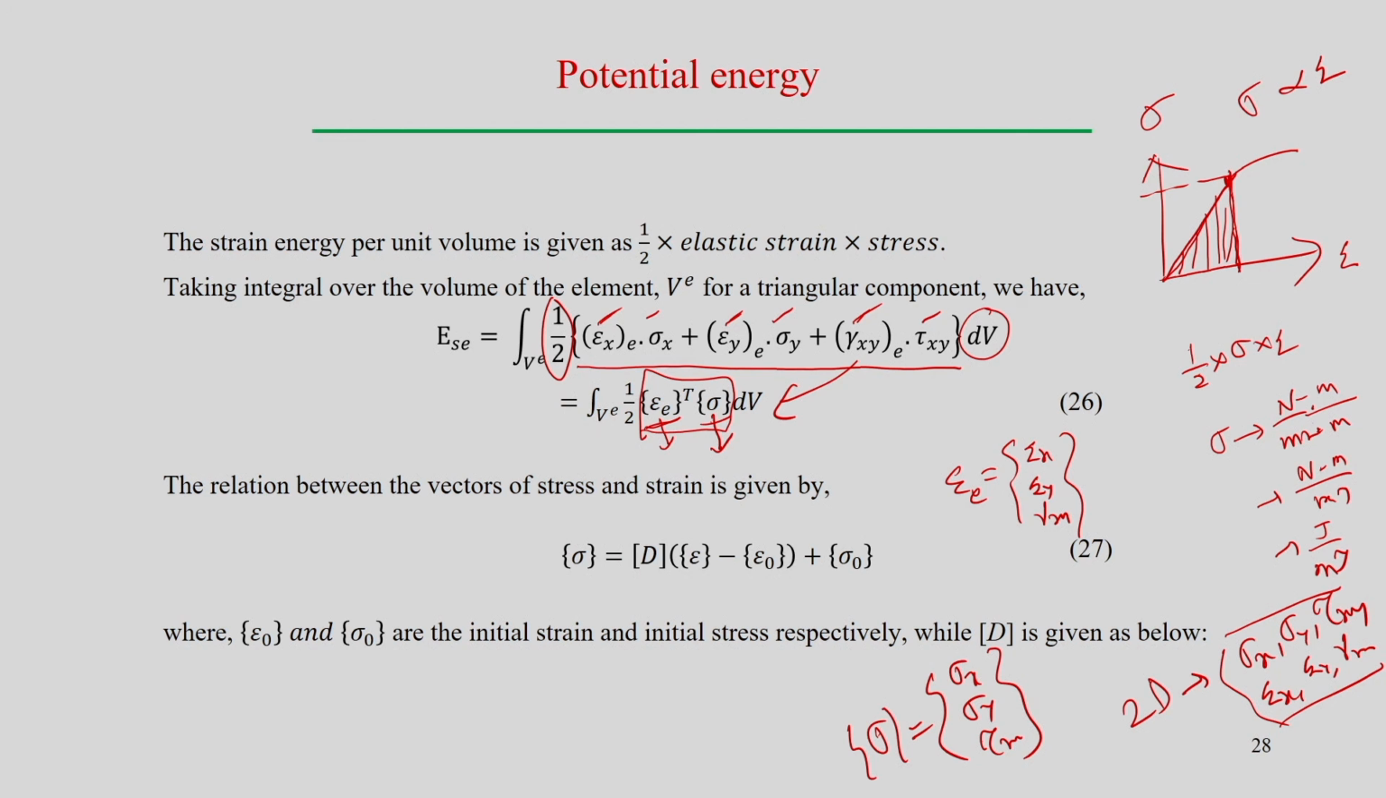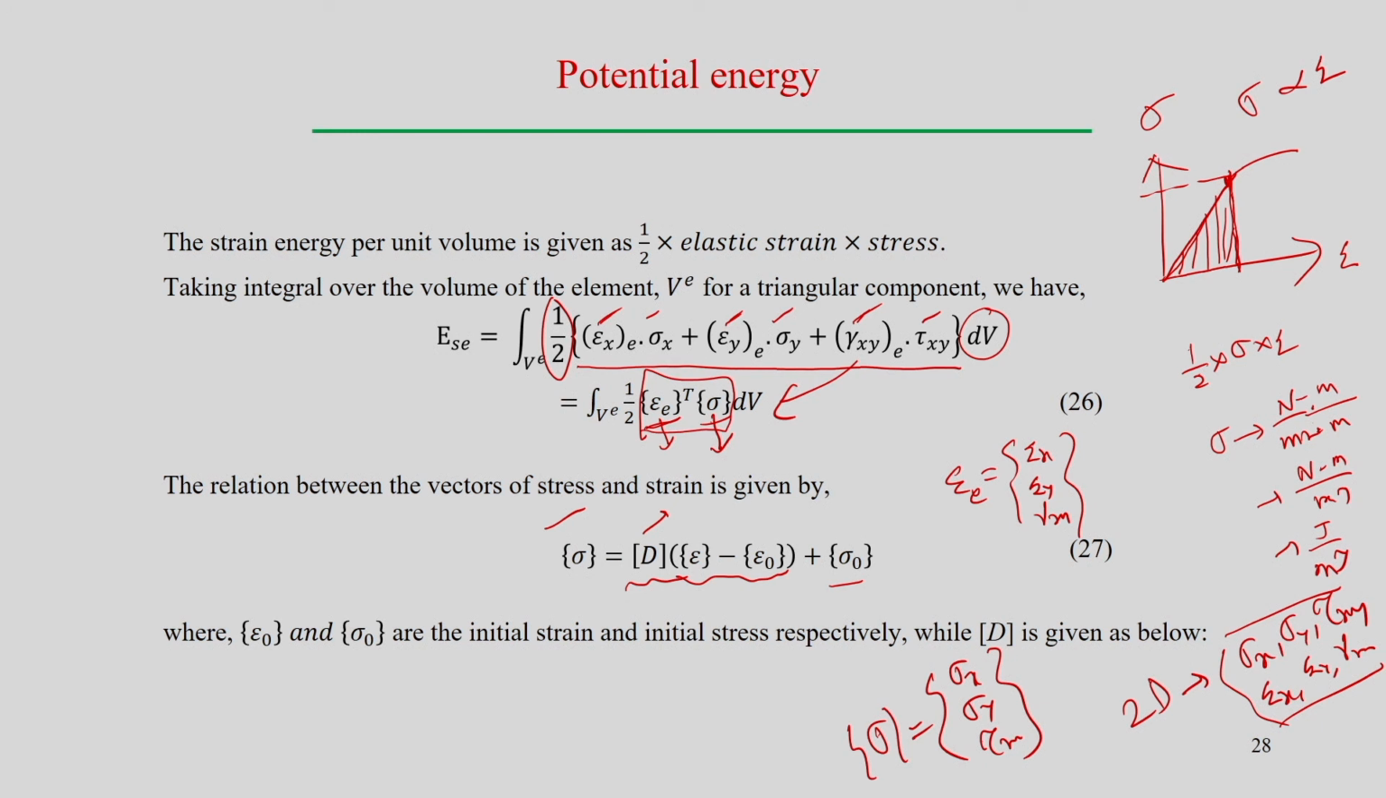Now, the relation between the stress and strain vectors is also given in this way. The stress can be written as the D matrix times the strain components, plus sigma 0. Sigma 0 is the initial stress value, if in the particular problem there exists some kind of initial stress.